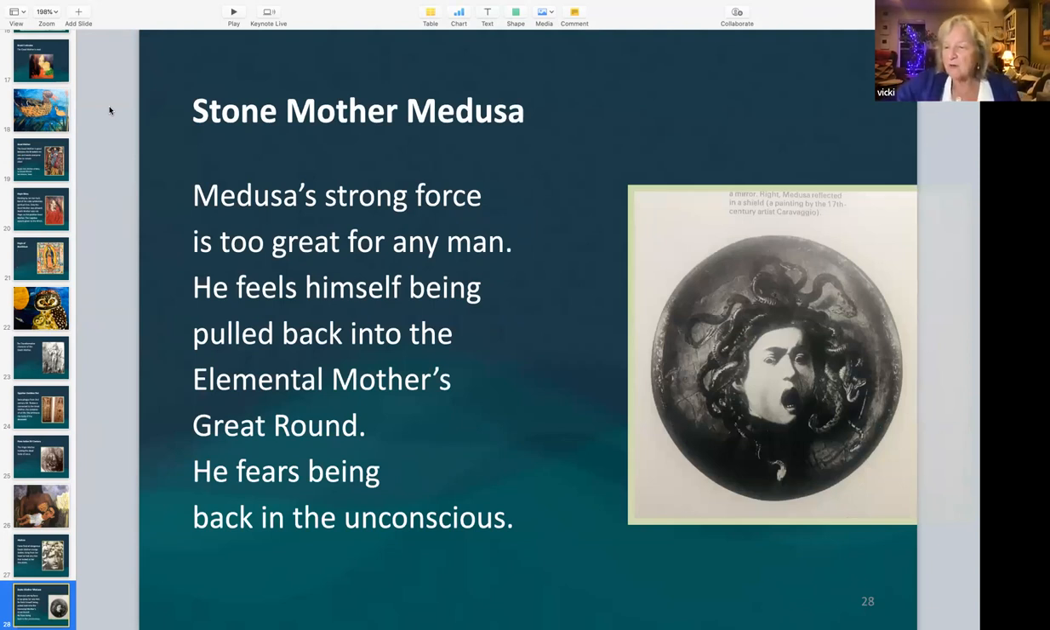He feels himself being pulled back into the Elementary Mother's great round, where it's dark, and he feels being back in that unconscious. He wants the light. He wants that razor sharp, cool, I think, therefore I am light. It's like humans froze in the face of the Stone Mother. The Stone Mother's gaze turned to stone, often with alcohol and hard drug use. That's an example. Medusa leaves boy men permanently stone, and we can see that in our culture today.